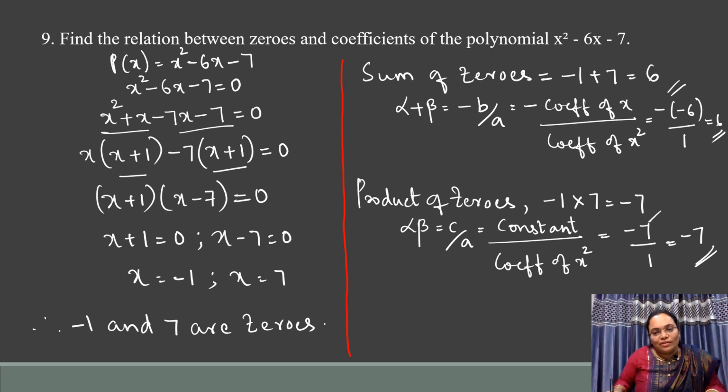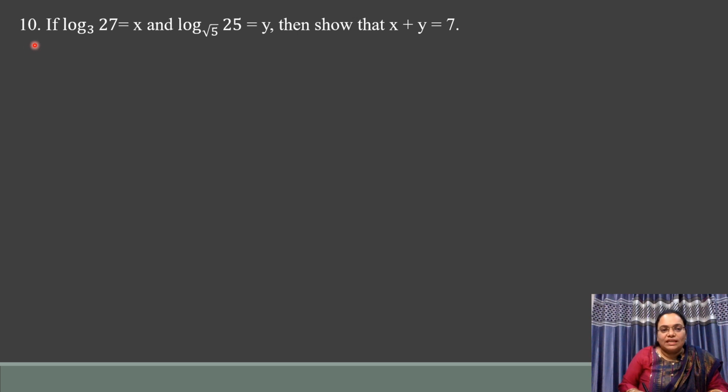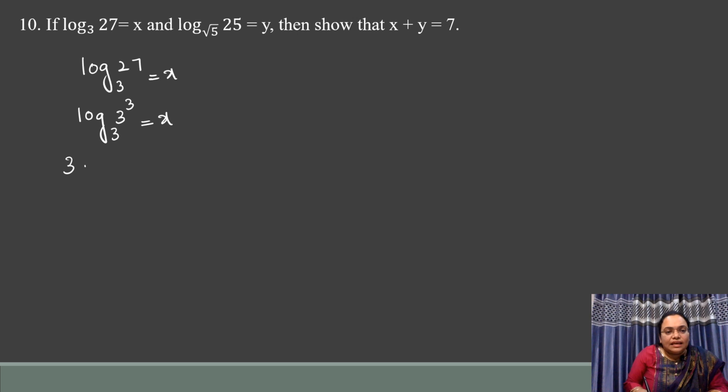This is also verified. The next question is, if log 27 to the base 3 is equal to x and log 25 to the base root 5 is equal to y, then show that x plus y is equal to 7. So, log 27 can be written as 3 cube, right? To the base 3 is equal to x. This is 3 into log 3 to the base 3 is equal to x.